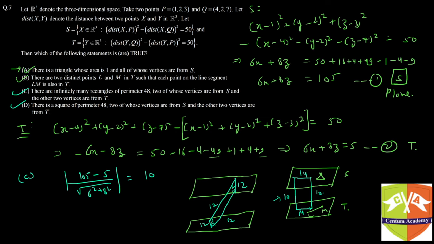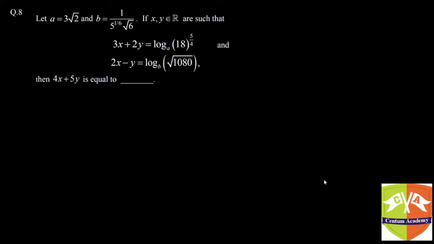All right, students, so the next question is based upon simply logarithms. So a is 3 root 2 and 3x plus 2y equals to this. So what is the relation between 18 and 3 root 2? 18 is nothing but the square of 3 root 2. So my first equation becomes 3x plus 2y equals to log base 3 root 2, 18 is 3 root 2 the whole square.